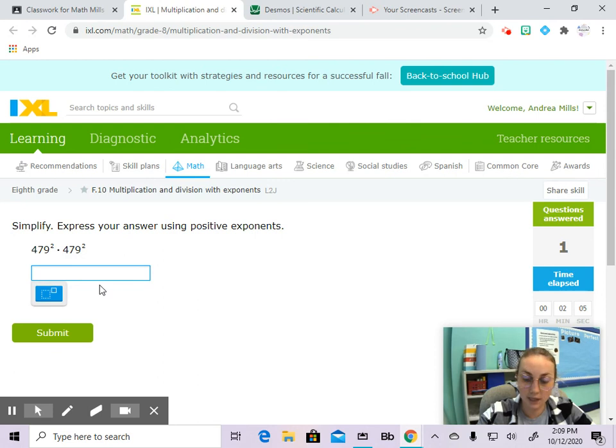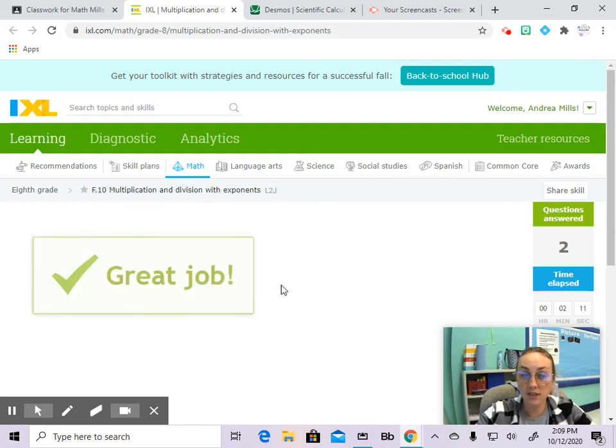So we'll go back and we'll type that in, 479. We'll click this button for the exponent and we'll put in 4. And that's all you have to do.